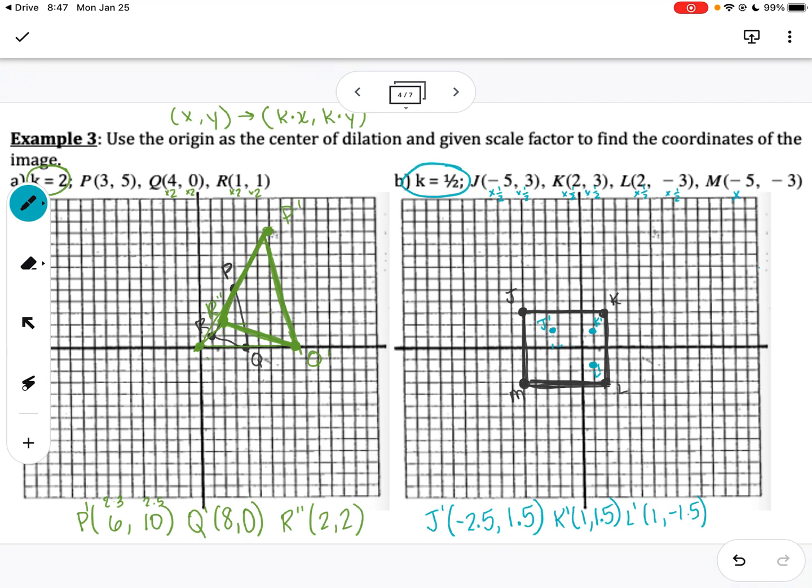And then finally, I'm transforming point M. So I multiply both of those by 1/2. So negative 5 times 1/2 is going to be at negative 2.5. And negative 3 times 1/2 will be at negative 1.5. All right, so I got real close to the edge here, but that's a negative 1.5. All right, so negative 2.5 and then negative 1.5 right in the middle of that box because both had decimals in it. All right, so once I get that, I'm just going to connect those sides.